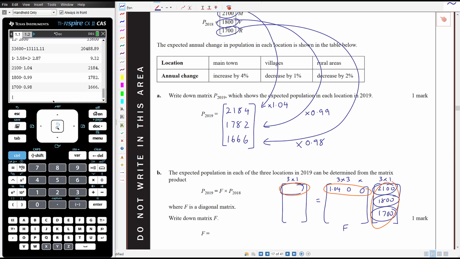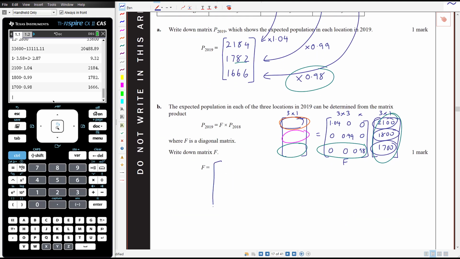Then for the number in the second row, we know that's got to be 1800 times 0.99. So we want this row here times the column to simply do 0.99 times 1800. So we want 0 lots of 2100, 0.99 times 1800, and 0 lots of 1700. Hopefully you can see the pattern now: for this bottom number, we want the bottom row times the column to simply do 0.98 times 1700. So we're going to need 0 lots of 2100, 0 lots of 1800, and 0.98 lots of 1700.